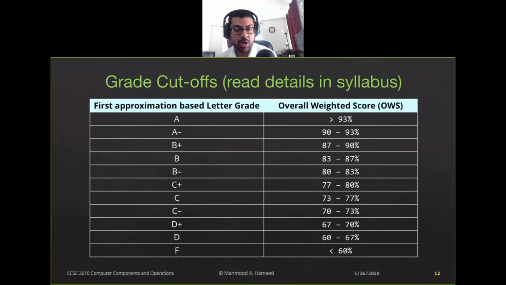Now, as a first approximation, where do I start? When I start putting things into a grade book and I start finalizing grades, what is my first approximation? What is my starting point? That is my starting point. So everything greater than 93%, students are very likely to get an A, and then so on. You can read the grade cutoffs. This is the first approximation.